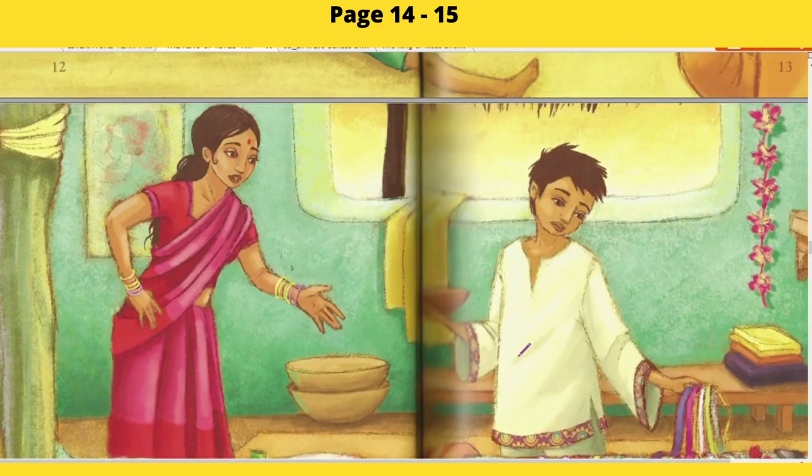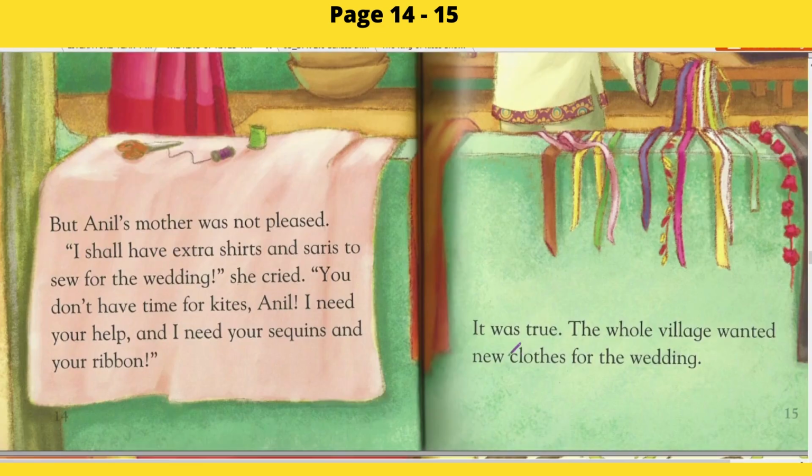Right now we know why Anil is sad. Sebab Anil punya mak ni dia tak happy, dia tak suka dengan cadangan Anil untuk buat 12 layang-layang tu. Kenapa? Why? Because she said dia akan ada lebih banyak baju dan juga sari untuk dijahit sempena perkahwinan tu. She cried. Dia jerit lah.